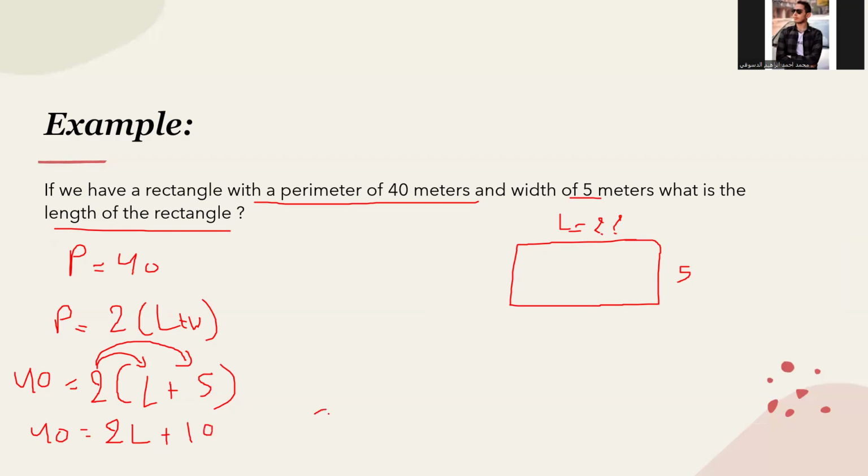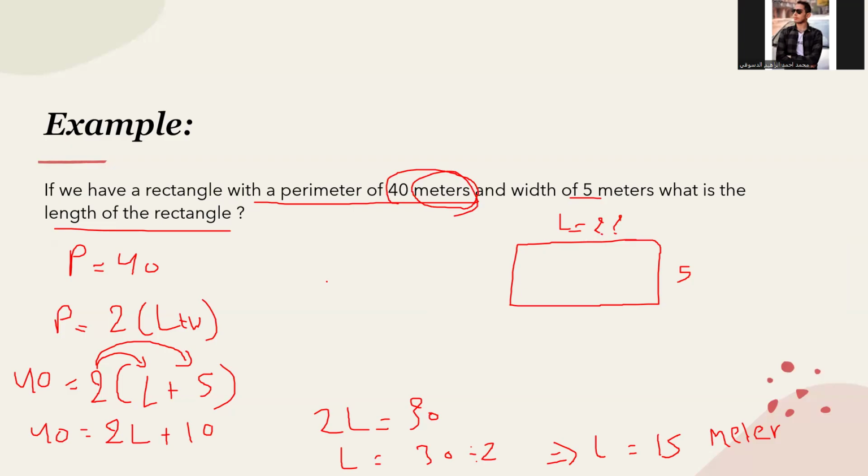That means that 2L equals 30. That means that L equals 30 divided by 2. And we finally get L equals 15. 15 of what? 15 meters, because he says the unit of length he is using is meters. Okay, now we understand the perimeter of the rectangle.